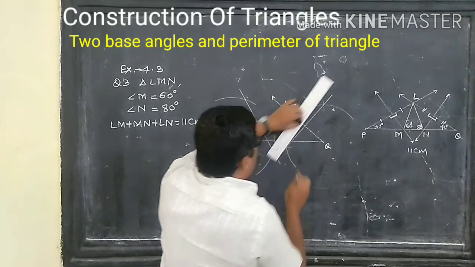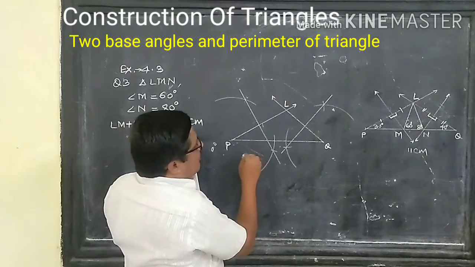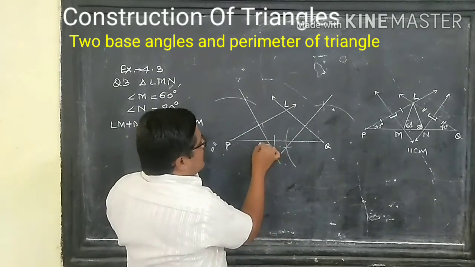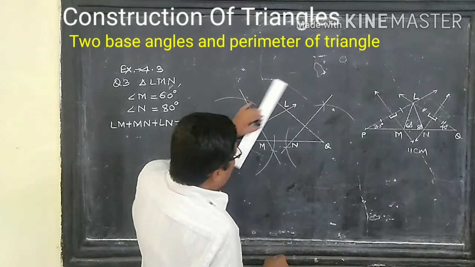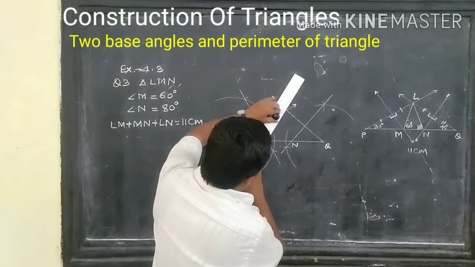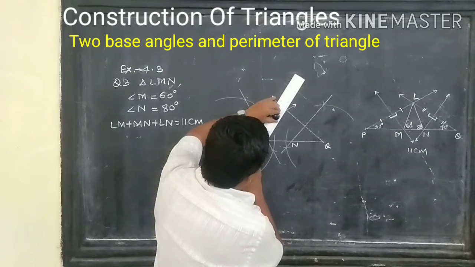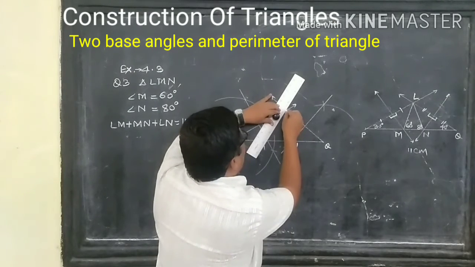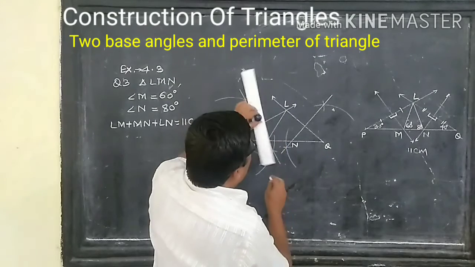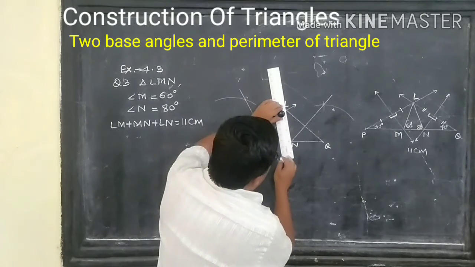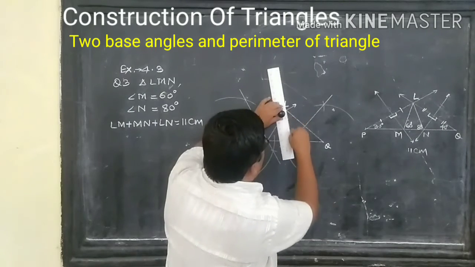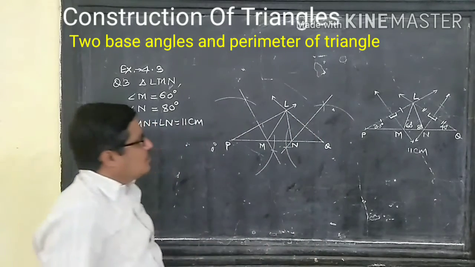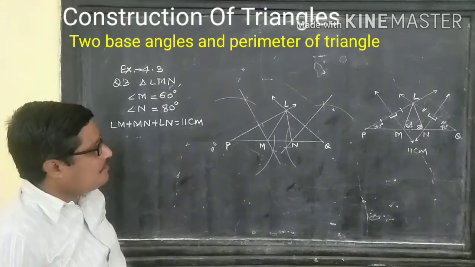Now in this case we got the remaining 2 points. Now this is point M and this is N. Now the last step of this example is draw segment LM and segment LN. So this completes the construction of triangle.